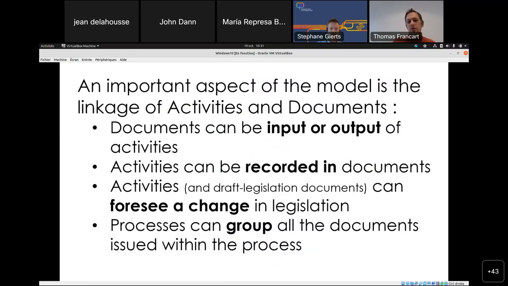An important aspect of this model is how the activities and the documents are linked. The document can be used as input or output of activities. The activities can be recorded in a document. Think about the summary or the recording of a meeting. Activities can foresee a change in legislation. So we can express in advance that a bill forces a modification in an existing law. And the process groups all the documents issued and published within the process so that they form a unified package.